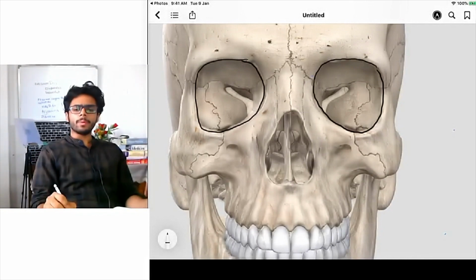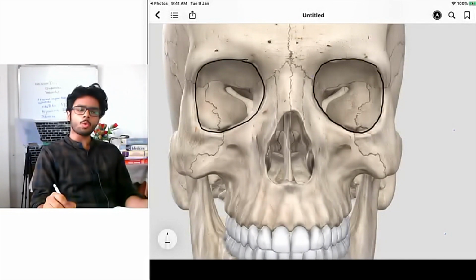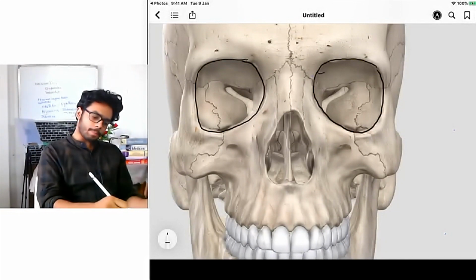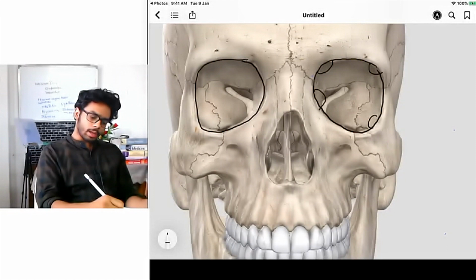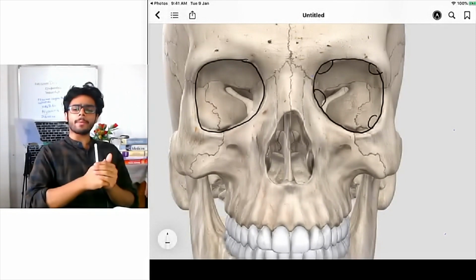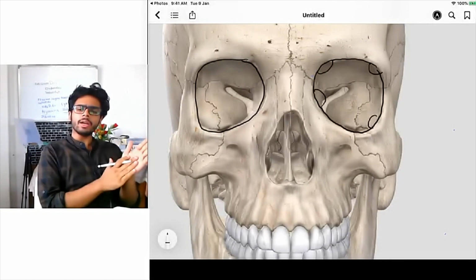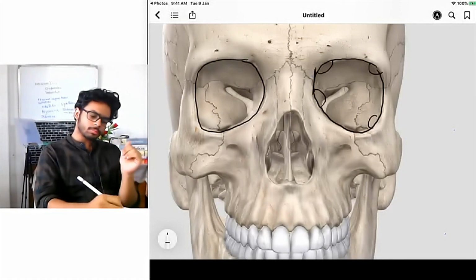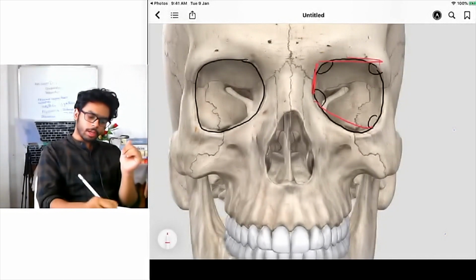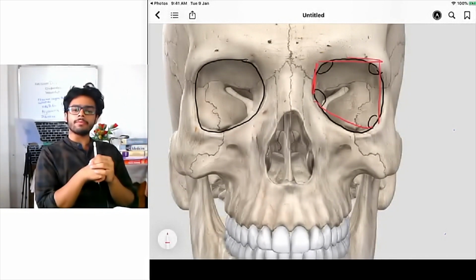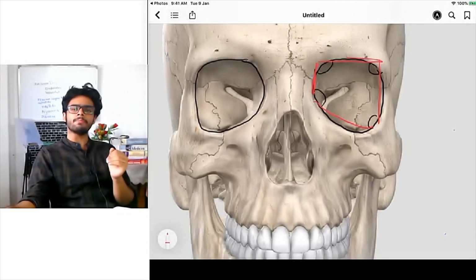See, each orbital opening is quadrangular in shape. Quadrangular means, quad means 4. 4 angles are present. 1, 2, 3 and 4. That's why it's known as quadrangular in shape, and it is bounded by 4 margins. One, let me mark it with red. 1, 2, 3 and 4. We have 4 margins, and we will study each and every margin.